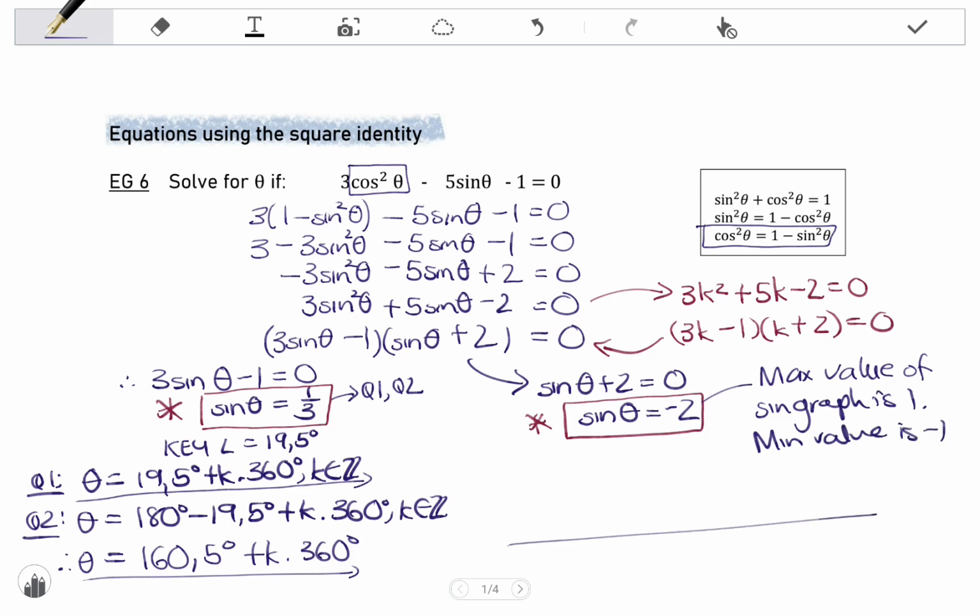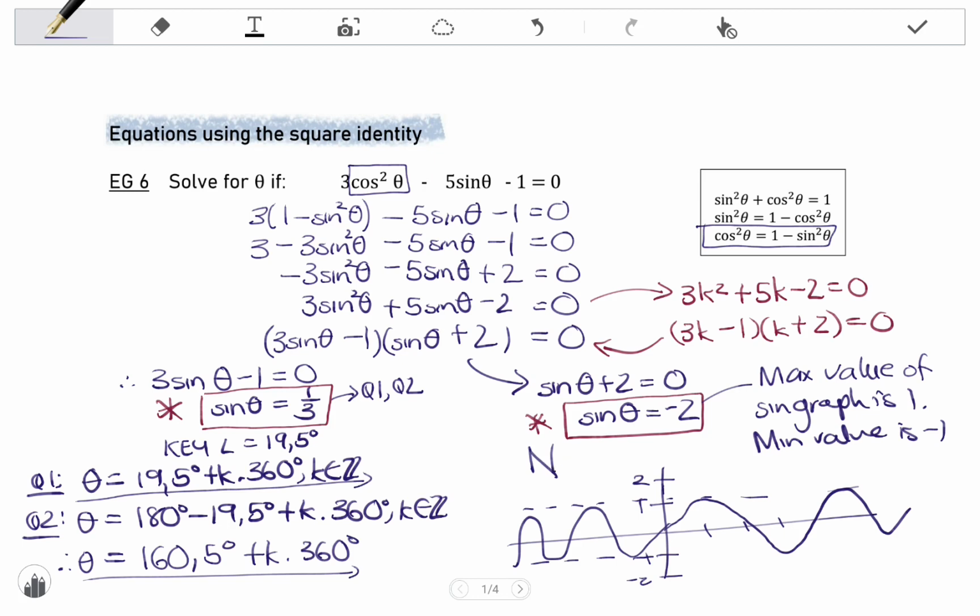Okay, so just to look at that quickly. I'm not going to draw the whole thing, but the sine graph sits there, okay? It doesn't go above 1, it doesn't go below -1. So if we are looking for points of intersection between the graph y equals sine theta and the line y equals -2, there are no points of intersection. So there is no solution, okay?